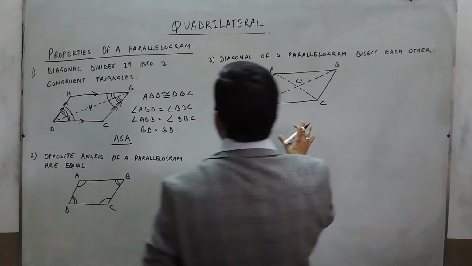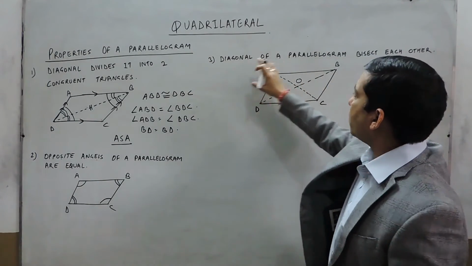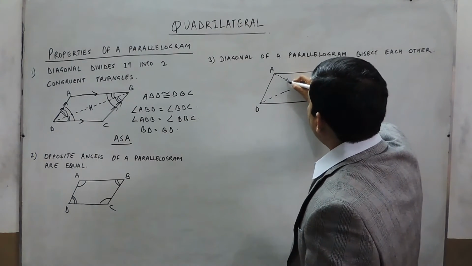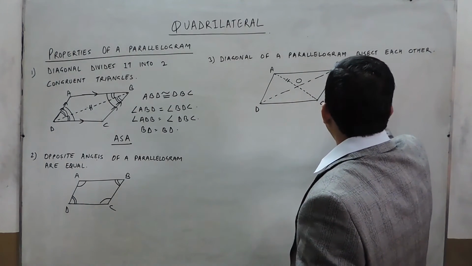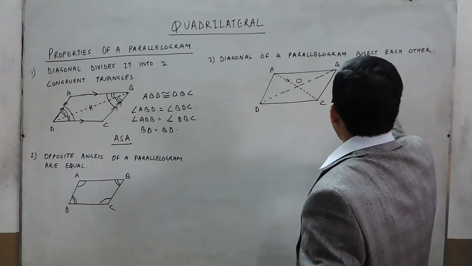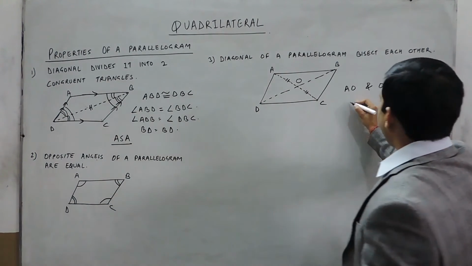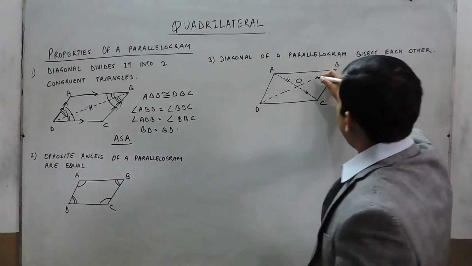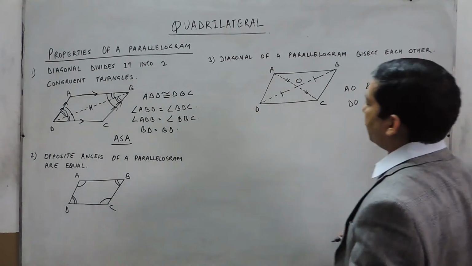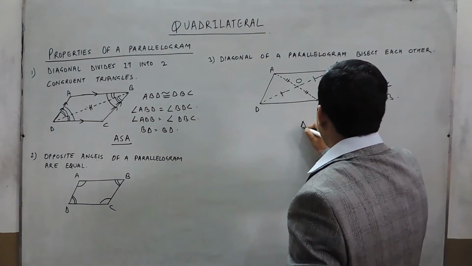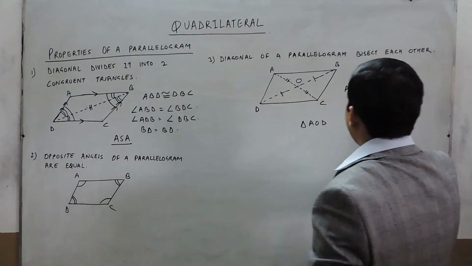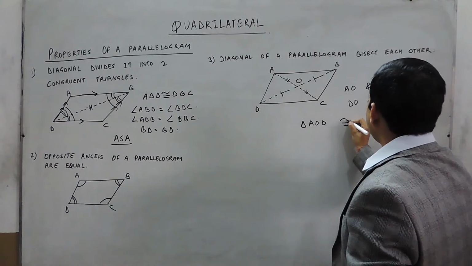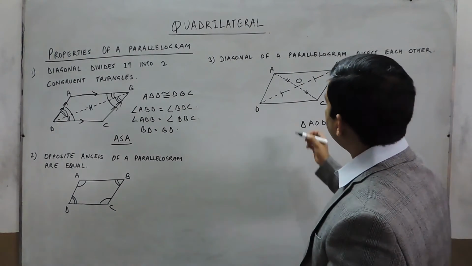The third property of the parallelogram is that diagonals of a parallelogram bisect each other. That means here the sides AO and OC are of equal length. In the same way, the sides DO and OB are of equal length. Now this also we can prove, because if we take a triangle AOD and another triangle OBC, we have to prove that these two triangles are congruent.